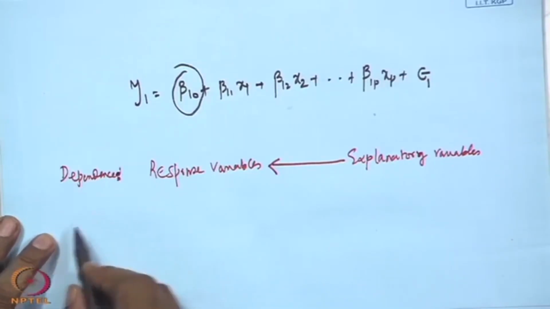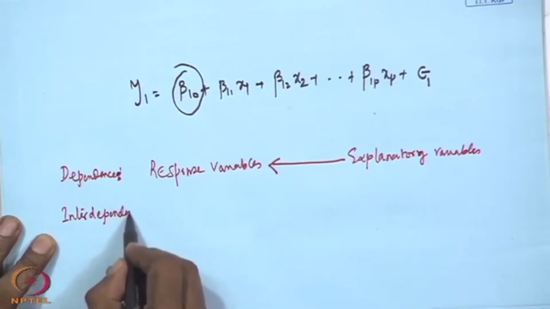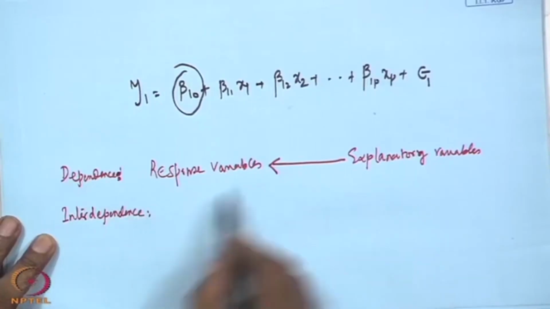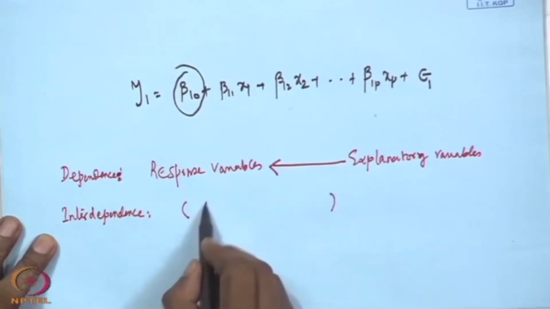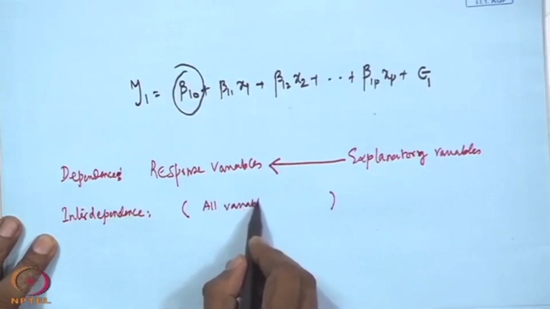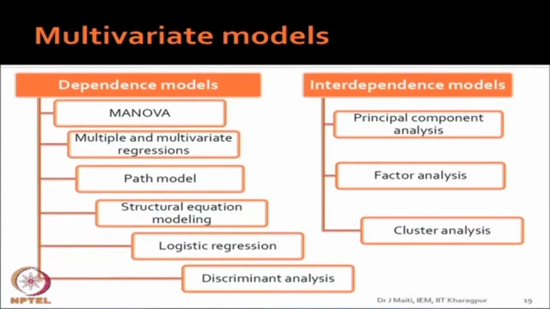And interdependence: if you see the interdependence model, there is no response side. All variables come under one bracket. What we mean to say is there is a relationship definitely, but within the same set of variables. There is no categorization that one set is the dependent or response variables and the other set is explanatory variables. So, based on this concept, there are dependence models and interdependence models.